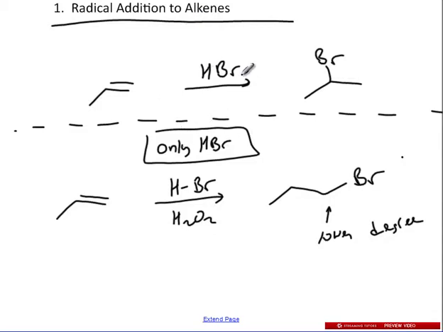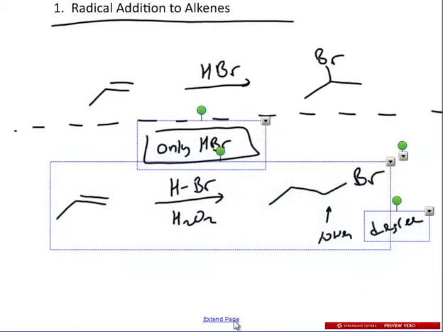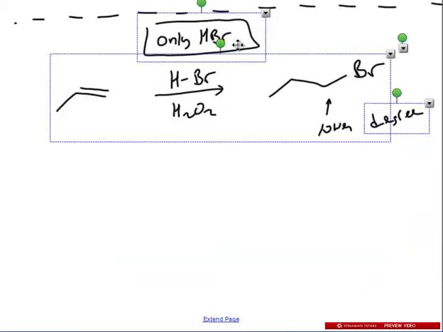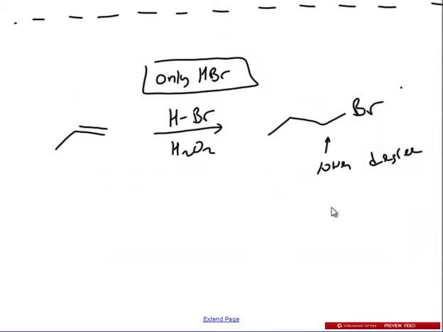Otherwise, it does the top. So if it was HCl in peroxide or HI in peroxide, it would just do what's up here. That's it. It would just do the traditional reaction. So this is very specific to just HBr. Okay? So the question is, how does this happen, right? What's the actual process that's going on? So this is the overall process, and it's a way of putting a Br on the lower degree of the two alkene carbons.